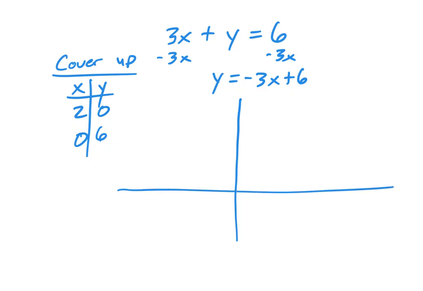Okay, I'm just going to do this one freehand real quick. If I did the cover-up method, 2, 0 is my x-intercept, 0, 6 is my y-intercept, right? That would have been enough.